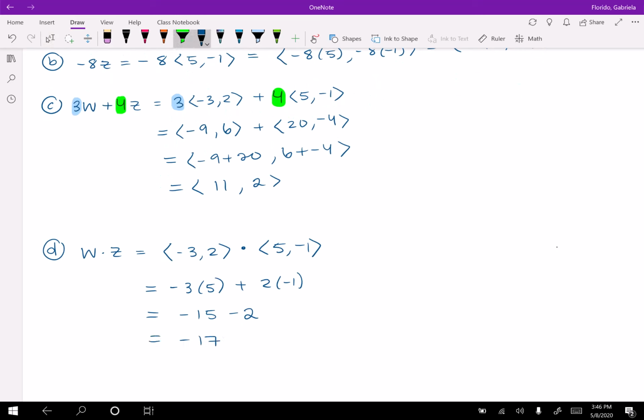So again, component-wise, so -3 times the first component, and 2 times the second component. So the second component times the second component of the other vector. So again, here's 3, here's 5, and here's 2 and -1. Okay, so hopefully the colors help out.